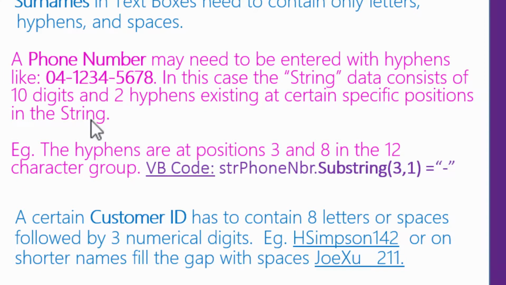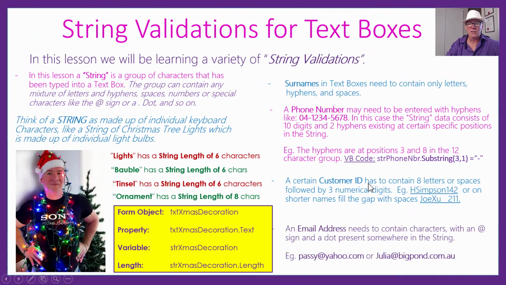So a customer ID, we've got a customer ID here. It has to have 8 letters or spaces and then 3 digits on the end, a 3-digit number on the end. So something like H Simpson, that's 8 letters, and then we've got 142, 3 digits on the end. Or if someone's got a smaller name, it's padded out with spaces. So you've got Joe Zoo, who's only 5 letters, so we put 3 spaces to bring it up to 8. And then on the end you have the last 3 characters. So we'll be learning how to do that.